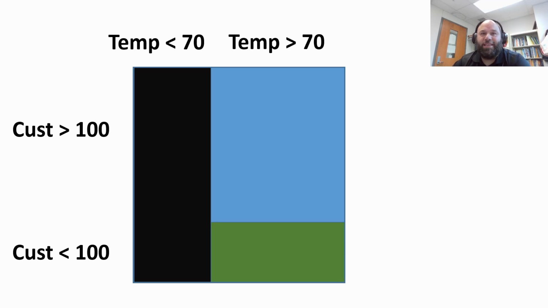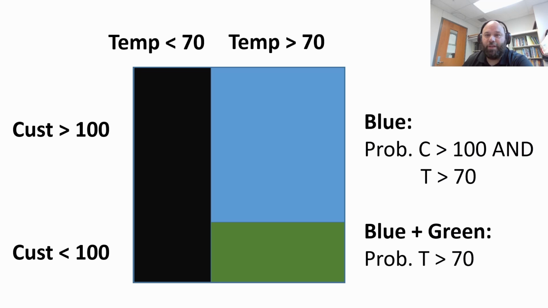So we can divide these two variables up into regions, right? Going up and downwards, the upper region of this figure represents probabilities of having more than 100 customers, whereas lower regions represent probabilities of having less than 100 customers. Similarly, on the left side, we're looking at probabilities that the temperature is less than 70 degrees, and on the right hand, the probabilities that the temperature is bigger than 70 degrees.